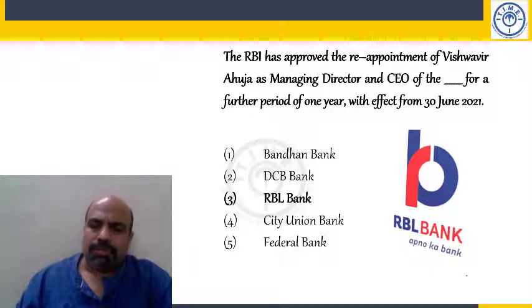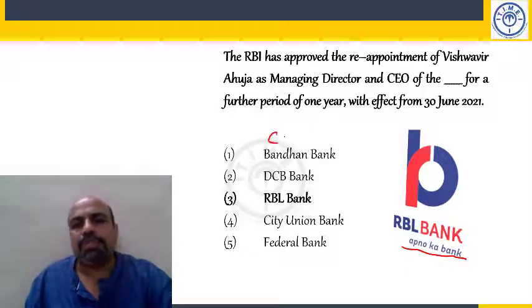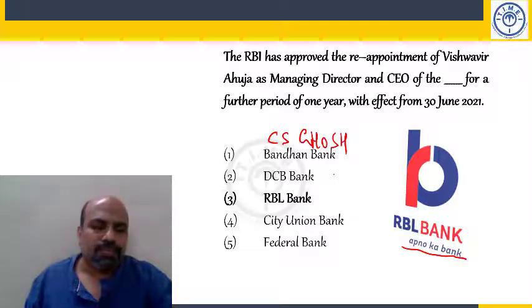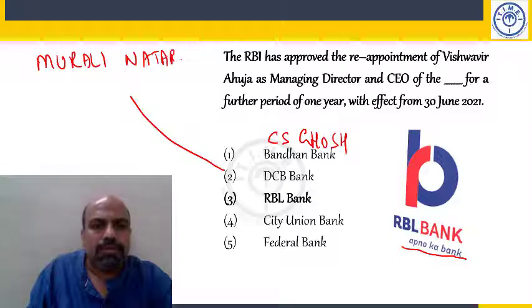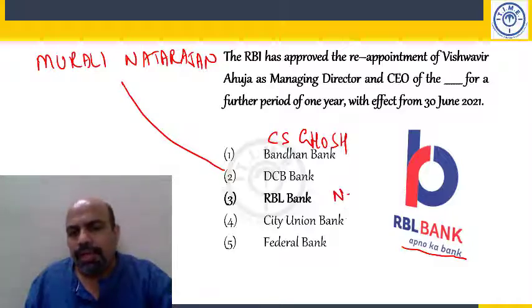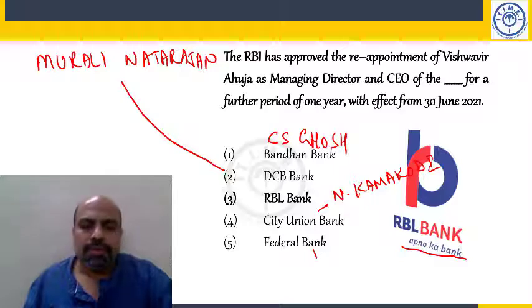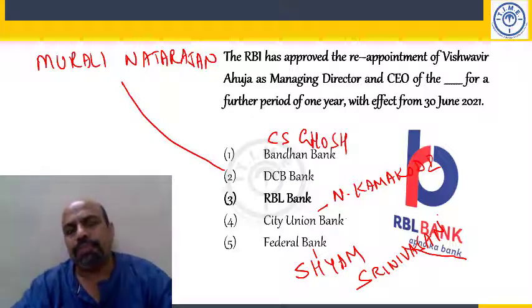You know, Bandhan Bank CEO. See, RBL Bank's tagline, Apnon Ka Bank. So, Bandhan Bank, Chandrasekhar Ghosh. DCB Bank, Murali Natarajan. Okay, I'll write it here. Development Credit Bank, Murali Natarajan. Okay, next. Vishwavir Ahuja here. City Union Bank, Dr. N. Kamakodi. Federal Bank, Shyam Srinivasan. Okay.